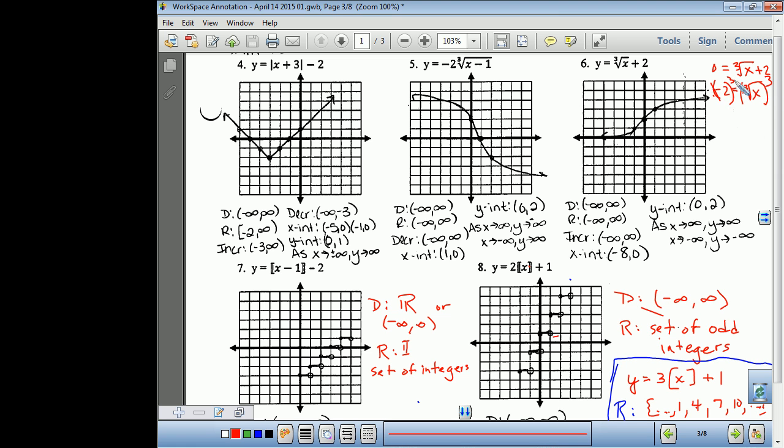All right, so we cube both sides, and negative 2 cubed is negative 8. And that's how we get the x-intercept.